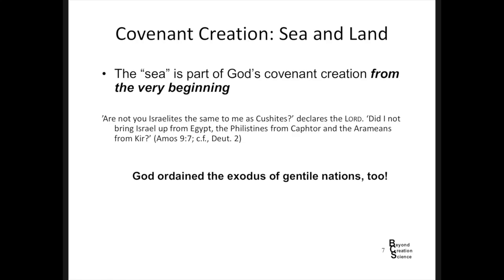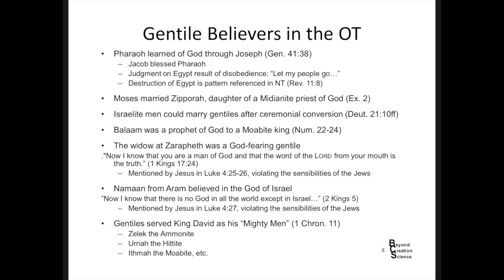So, consider these representative examples of Gentile believers, how God interacts with Gentiles in the Old Testament. Pharaoh learned of God through Joseph, and Jacob blessed Pharaoh. In fact, judgment on Egypt, I believe, at the Exodus came as a result of the failure of Egypt to listen to God's word. What does Moses, the prophet, say to Pharaoh? He says, let my people go. That was God's word to Egypt. And yet Egypt had an experience, had a knowledge of God through Joseph. And so Egypt is judged based on their past experience. Their knowledge of God is really the background of that judgment and also the other prophecies against Egypt. And we also see this coming back up in the New Testament with Revelation chapter 11. It's a pattern of judgment.